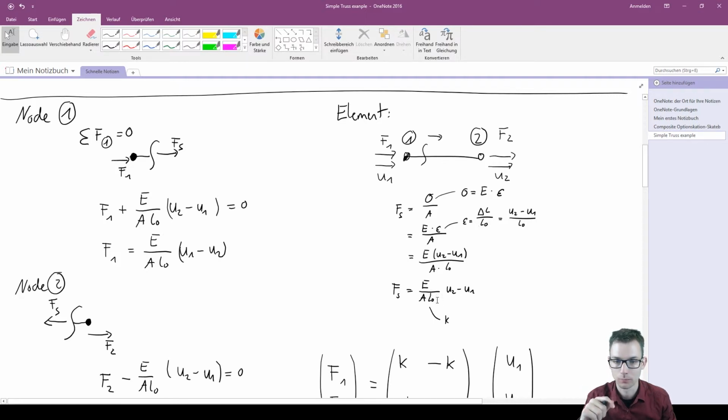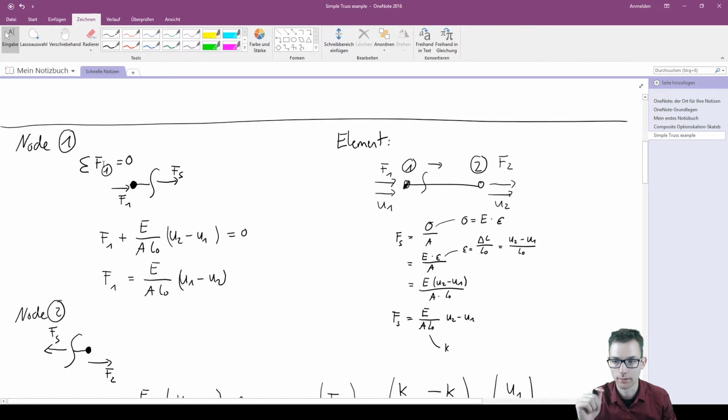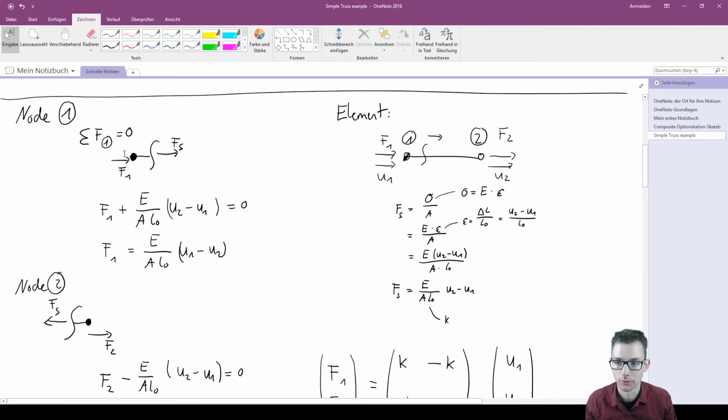Alright, so we have node 1, we make this sum of forces equals 0 because the system is not moving. And on node 1 we have the force 1 and the force acting because of stress in the material. Note that the direction is then positive when the stress is a tension stress. So that's just definition, but you have to make this definition to be consistent in the system.